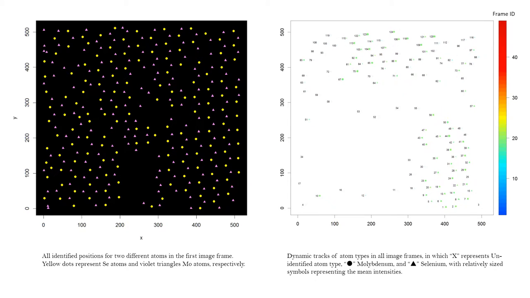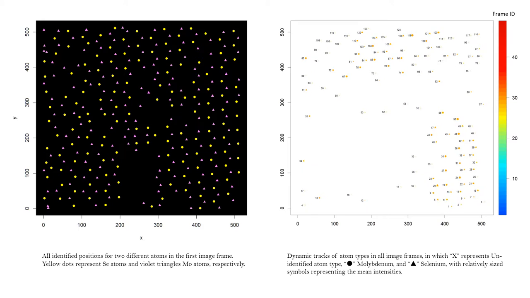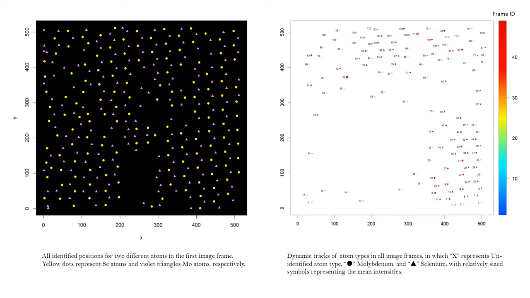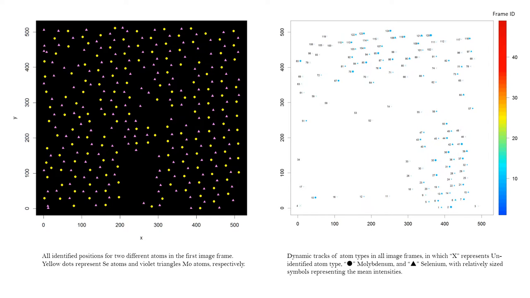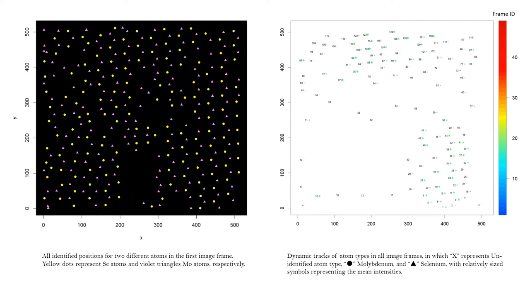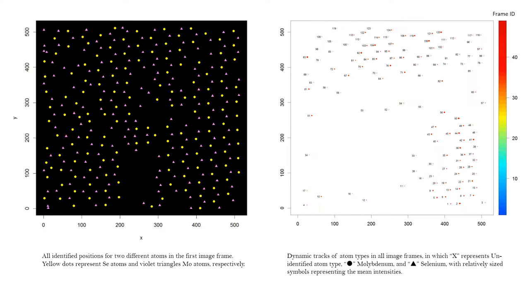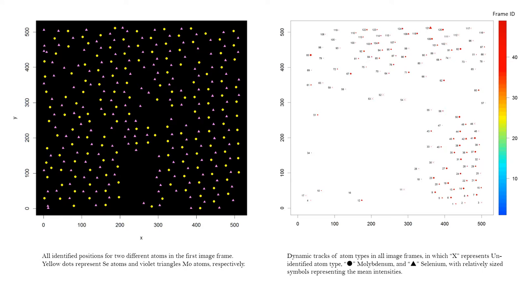In the still image of the first frame on the left, we marked the identities of molybdenum and selenium atoms as triangles and dots, respectively. On the right, we showed the tracking of all identified atom centers.